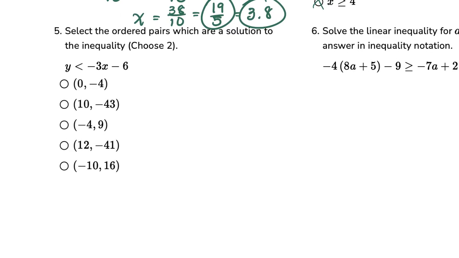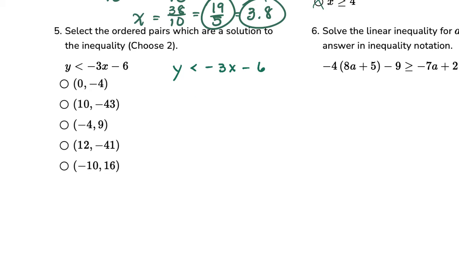Those x's are all x's like 5, 6, 7 that are bigger than 4, greater than or equal to 4. Problem 5. Which ordered pairs are solutions to the inequality y is less than -3x minus 6? I'm trying to think of what would be the simplest way to do it. Probably easiest is just plug in your x and y values and see which ones are true.